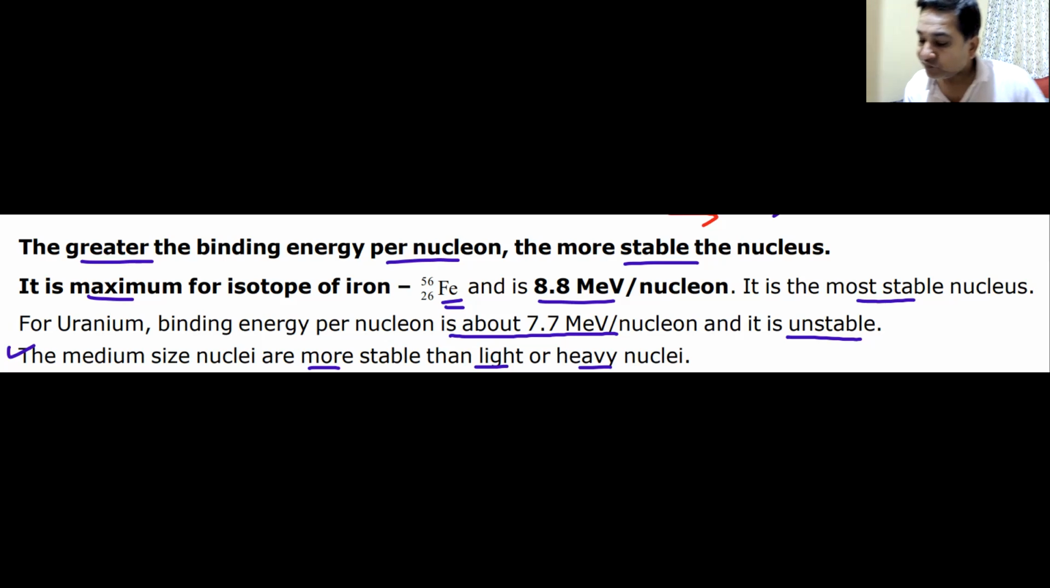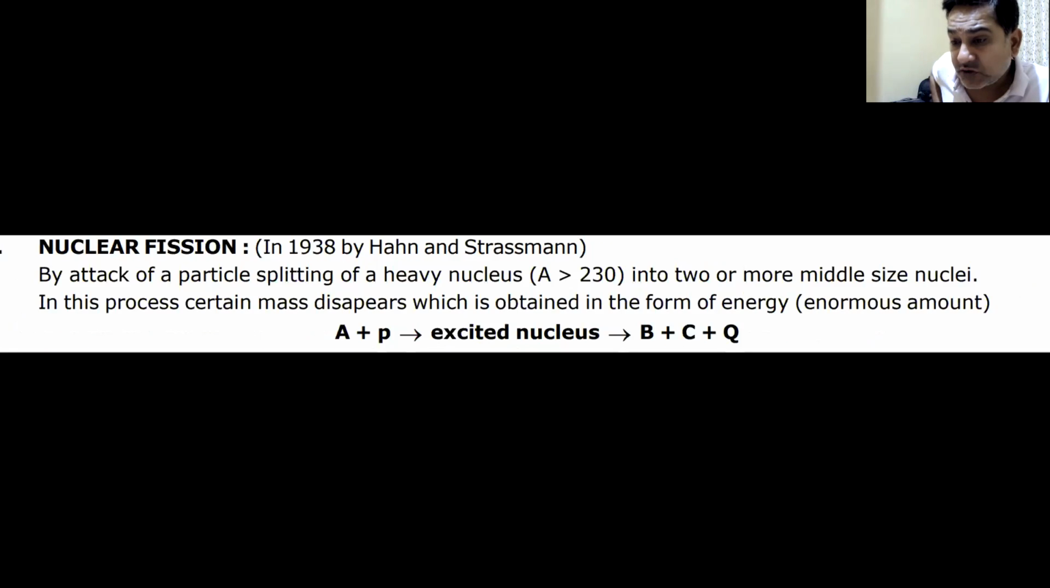Yes, sir. Okay. So now we understand that lighter nuclei, smaller nuclei will combine together to form heavier nuclei, fusion. Heavier nuclei will split into daughter smaller nuclei to become more stable, that is known as nuclear fission. We will be dealing with those two separately. The first one is nuclear fission, and it was done by Hahn and Strassman in the year 1938.